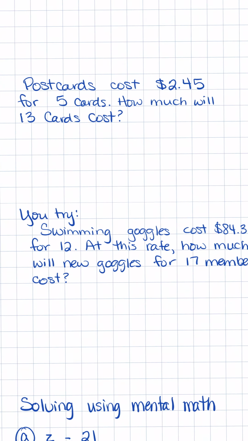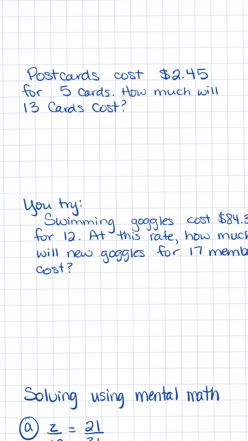Let's look at another. Postcards cost $2.45 for 5 cards. How much will 13 cards cost? So let's find out how much one card is. So we take $2.45 and we divide it by 5. We get that they cost 49 cents each. And so we're going to multiply that by the 13. And that equals $6.37.